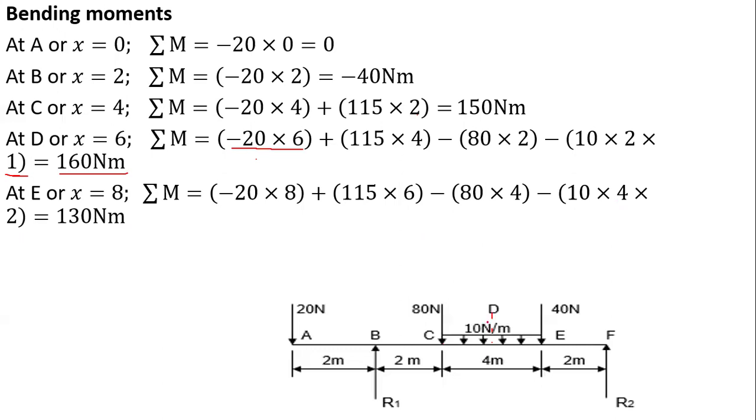Where is the 2 coming from? Because this UDL, the total length of the UDL, where the UDL is active, is 4 meters. What is half of 4 meters? It's 2 meters. So therefore, I multiply this 10 by 4 by that 2 meters, which is running from D to E. So 10 times 4 and times 2. Your calculator should lead you to there. Now you have 130.